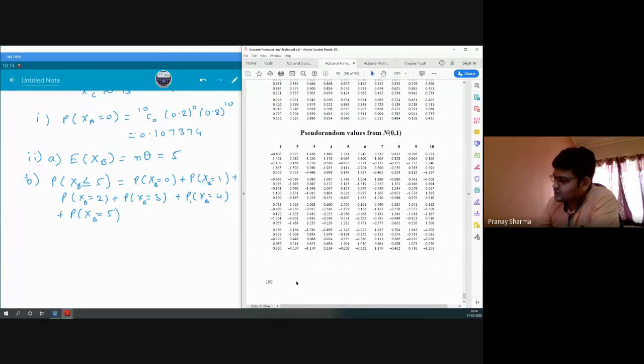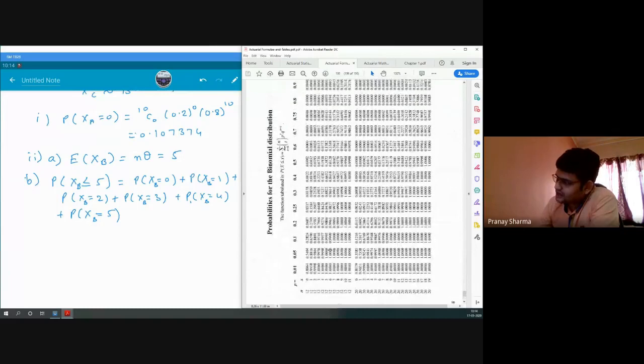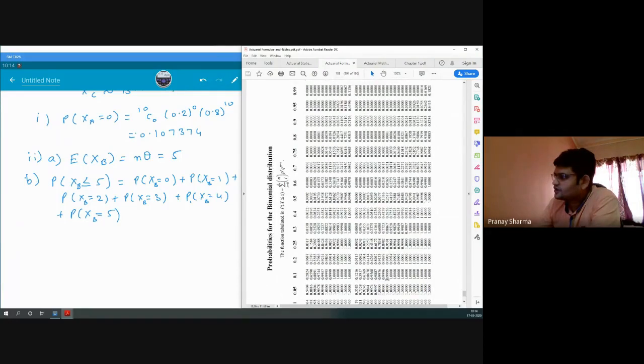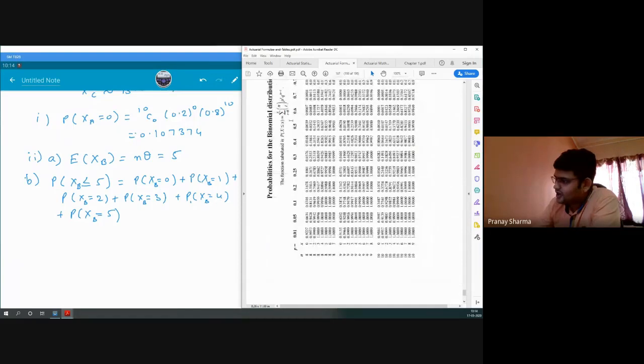So I go to the end, where we have 190 pages, and I go up and you will see probabilities for binomial distribution. Here they have given us N and here they have given us P, that is our probability. So we want first N equals 10, and probability is 0.5 for B. So we have this part of our table that we'll be using.